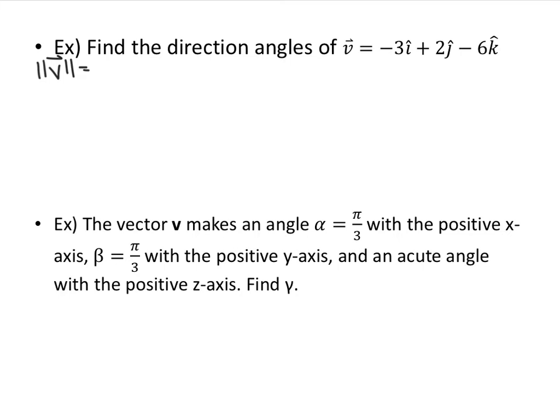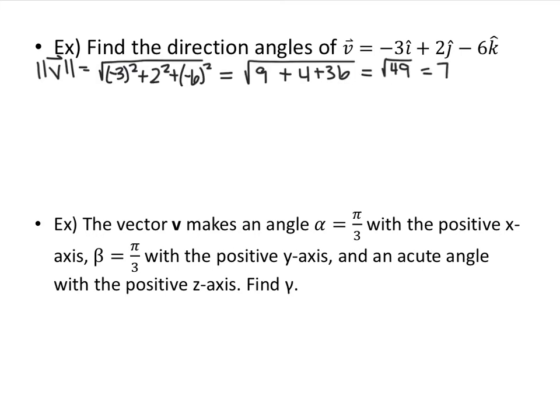we want to find the direction angles of v, the first thing we need to do is find the magnitude of v. So go ahead and pause the video and find the magnitude. Negative 3 squared plus 2 squared plus negative 6 squared, the square root of all of that, you end up with the square root of 49, or 7.